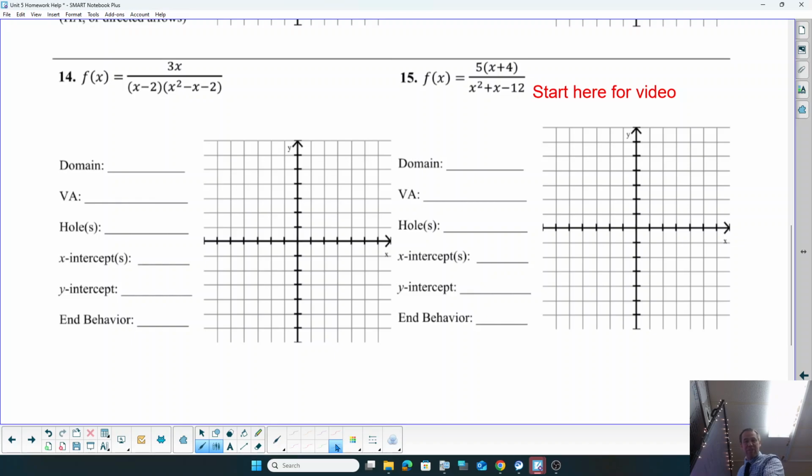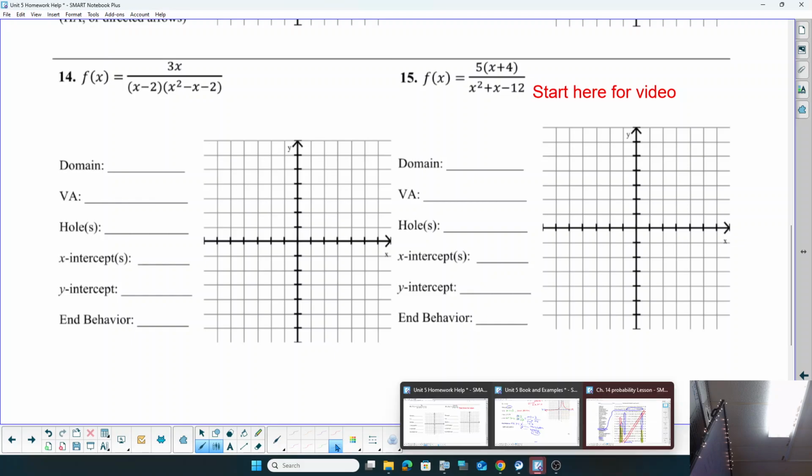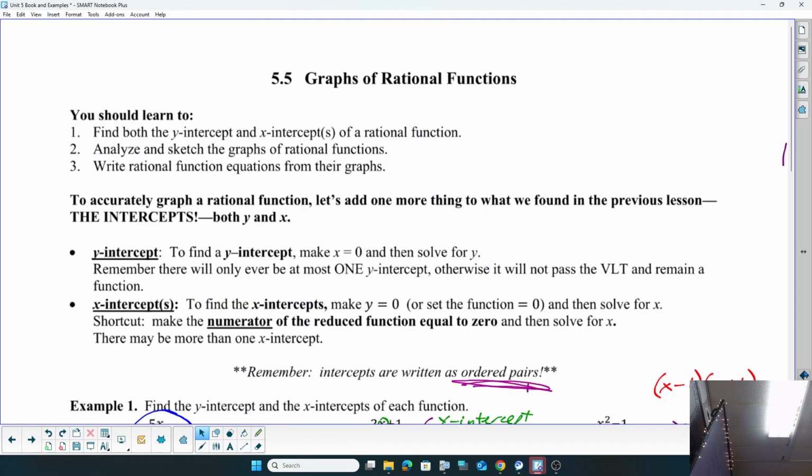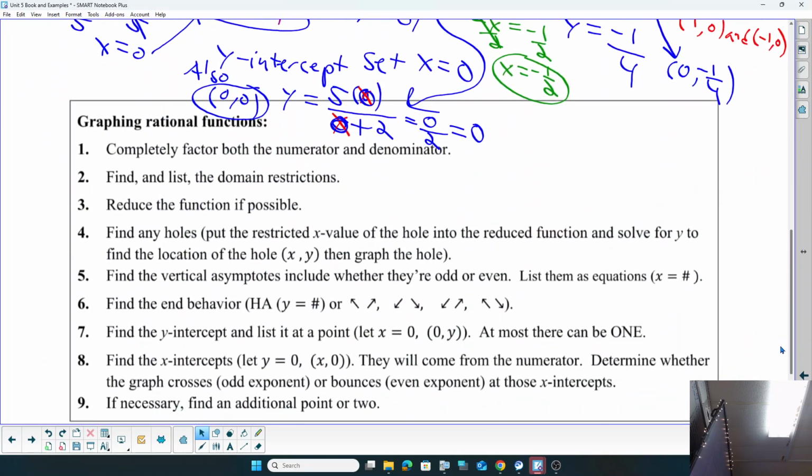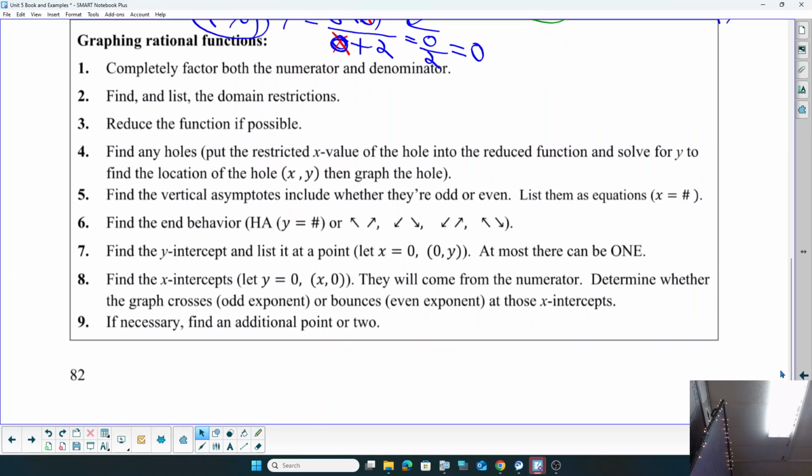If you don't remember the steps for all the graphing rationals part, let me show you in our books. Right here is where it talks about it. There are like nine steps. You have to completely factor the top and bottom. Then list the domain restrictions, that's what makes the bottom 0. Reduce the function if possible. If you can reduce it, that means you canceled something on the top and bottom, and the thing that canceled is called the hole. Right? It's called the hole.